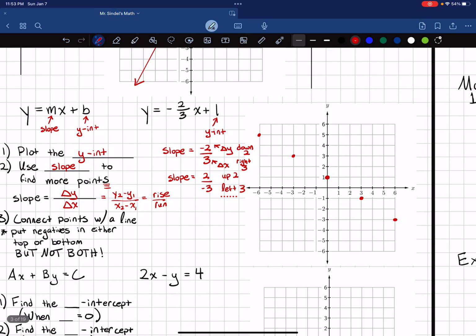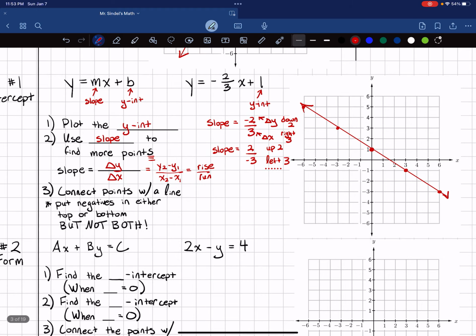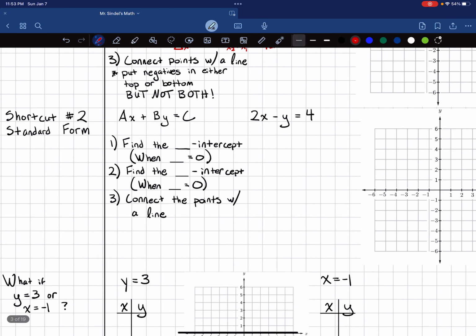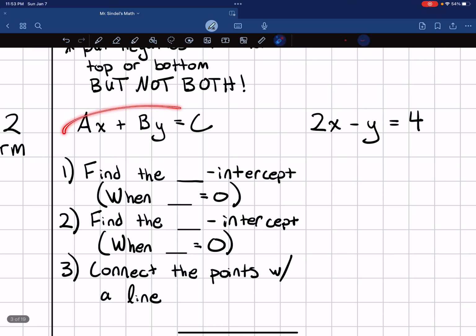So there's the slope-intercept form shortcut. It makes your life much easier if you have it memorized, because it is one of the most common things in all of Algebra 1. All right, what if you have a standard form? So standard form looks like this. ax plus by is equal to c, where the x's and y's are on the same side. A, b, and c are just numbers in this case.